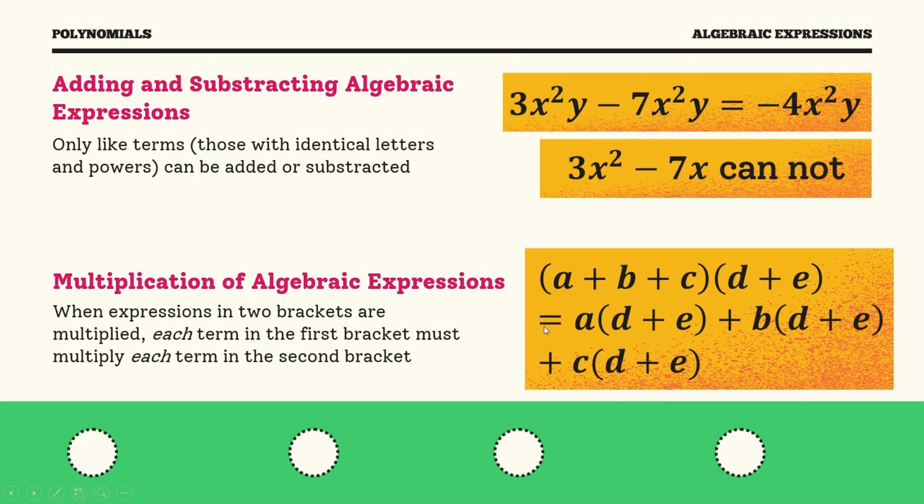So we can write it like this. The first term of the first bracket is a. So a has to multiply by d plus e. And then b must be multiplied by d plus e. And also c has to multiply by d plus e.